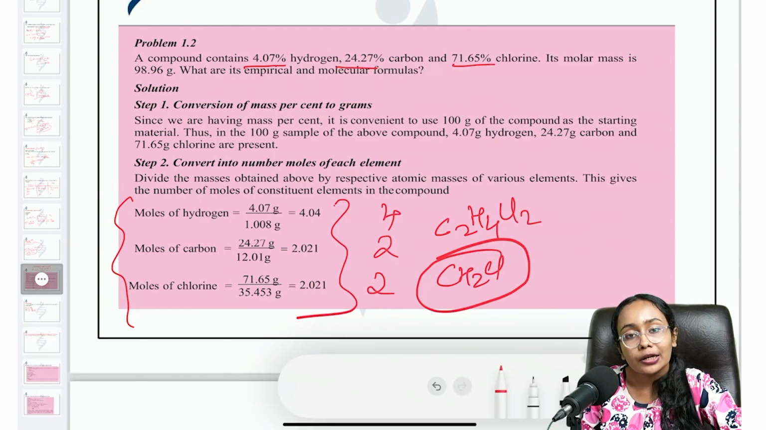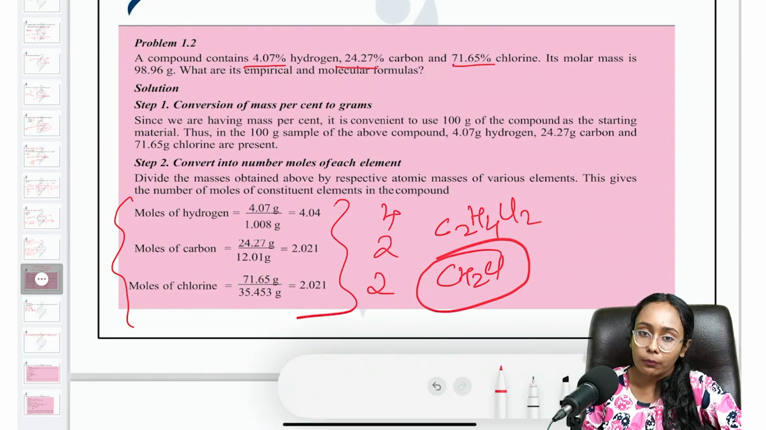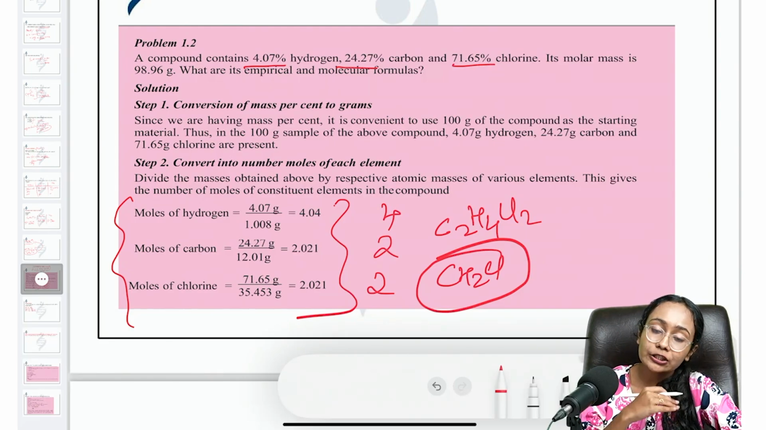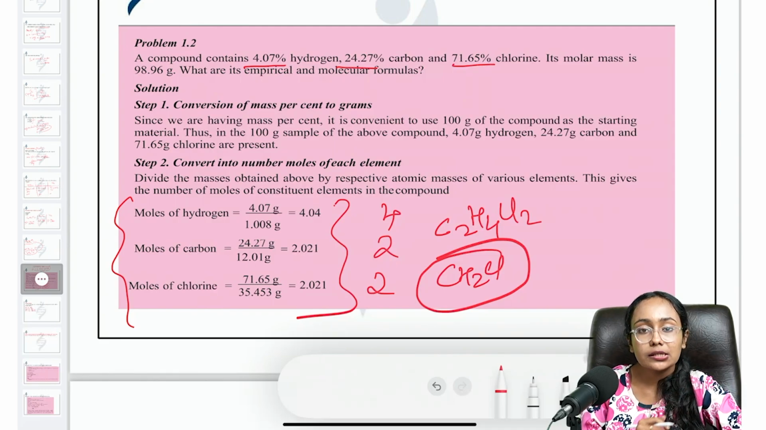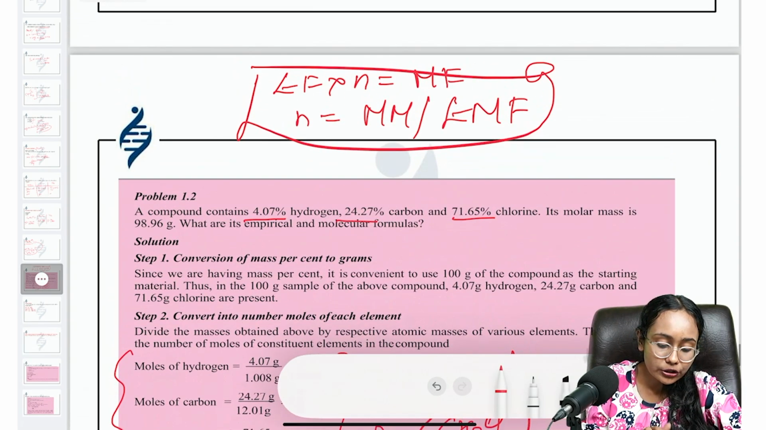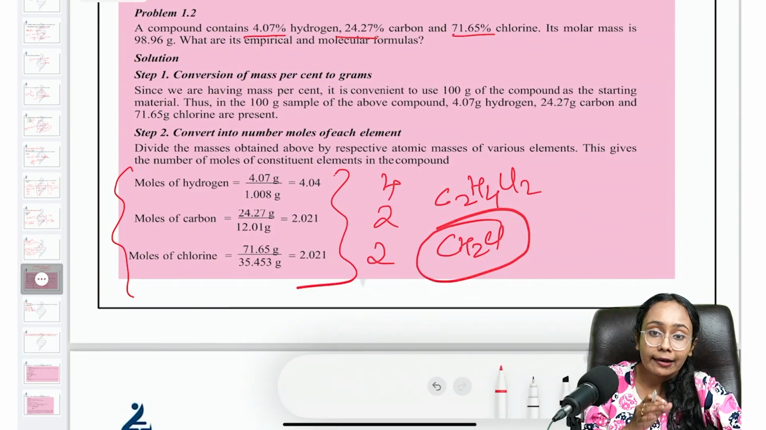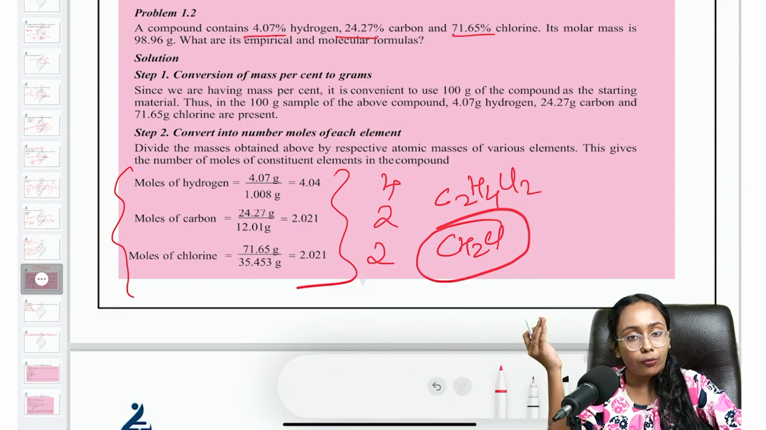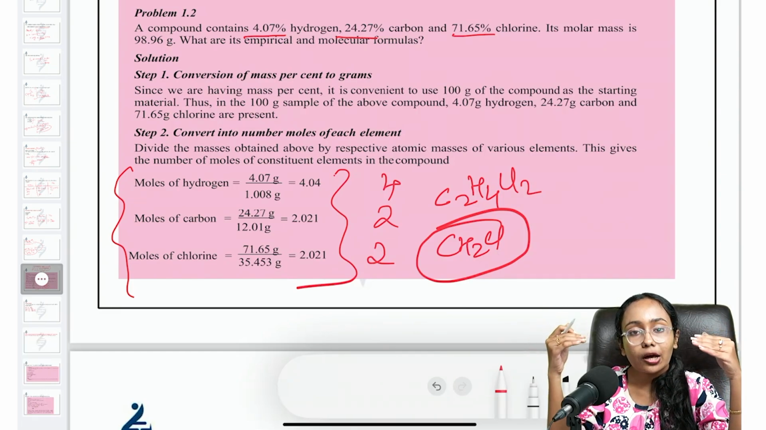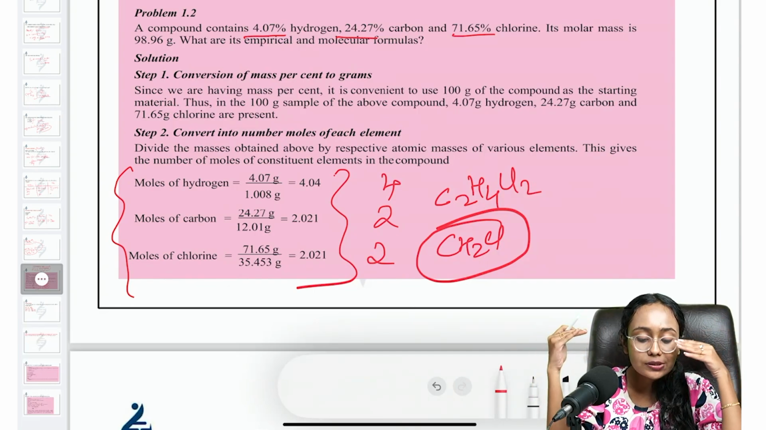From this we can find the molecular formula. How do we find the molecular formula? Molecular formula means empirical formula into n. See the equation here. So for that we need to find the n value. As to find the empirical formula, we have divided the given mass by molar mass. We have found out the number of moles. From the number of moles, we found the empirical formula. By dividing the number of moles with a simple whole number ratio, we got CH2Cl.